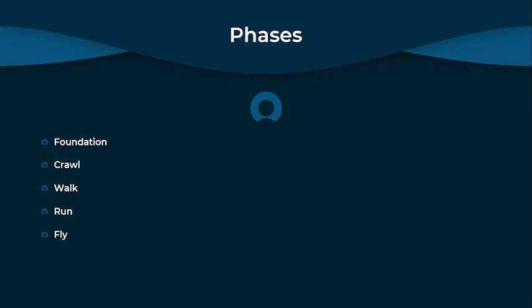Then walk. The walk phase represents a more mature stage of CSTM implementation where organizations begin to extend and optimize their use of the framework. Organizations focus on refining CSTM processes, improving data quality, and enhancing integration with the ITSM modules and systems. They also start to realize tangible benefits such as improved visibility into IT services and better alignment with business objectives.